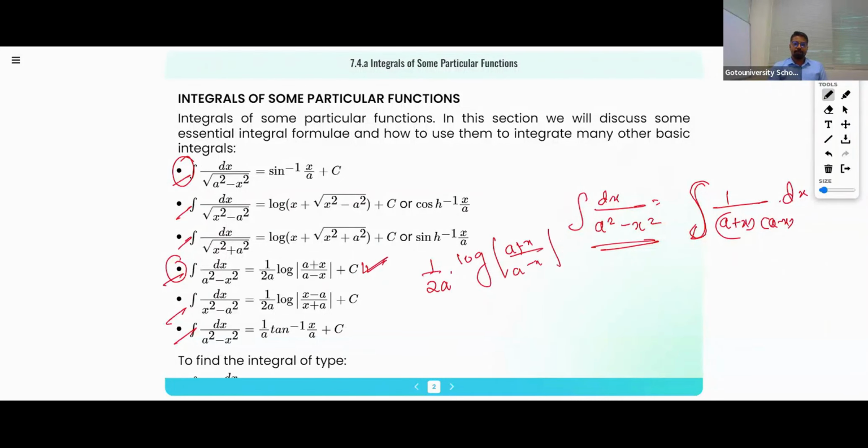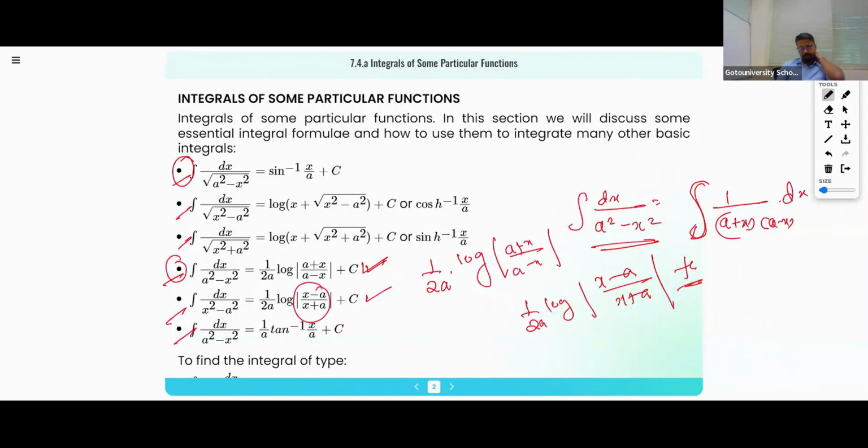Look at this formula and the earlier formula. There it is x square minus a square, so everything remains as it is, but the order changes: 1 by 2a logarithm of x minus a by x plus a plus c.